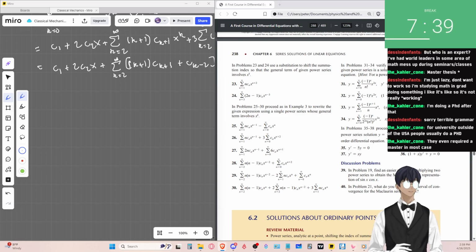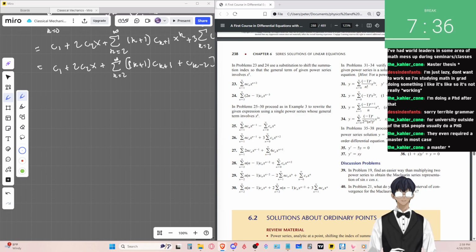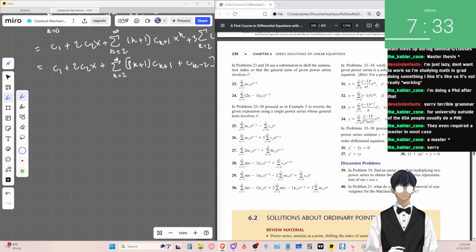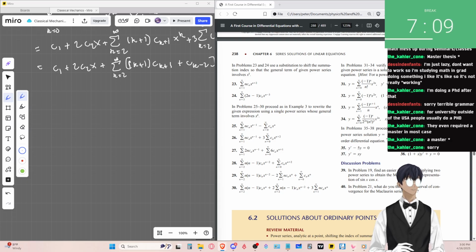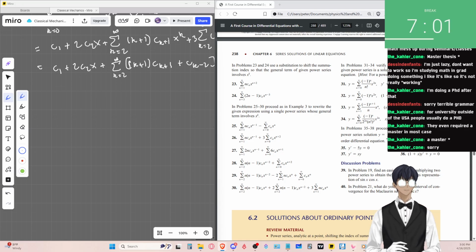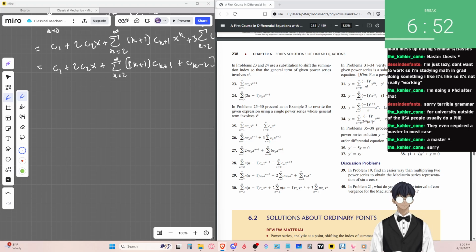Really? I thought you probably got your undergrad and then you go for a PhD if you really know that you want to get one. For university outside the US, people usually do a master's. Okay. And they even require a master's in most cases. For math majors? I think typical jobs in the US, I usually see a bachelor's in mathematics, but that's usually if you want to work for a company.